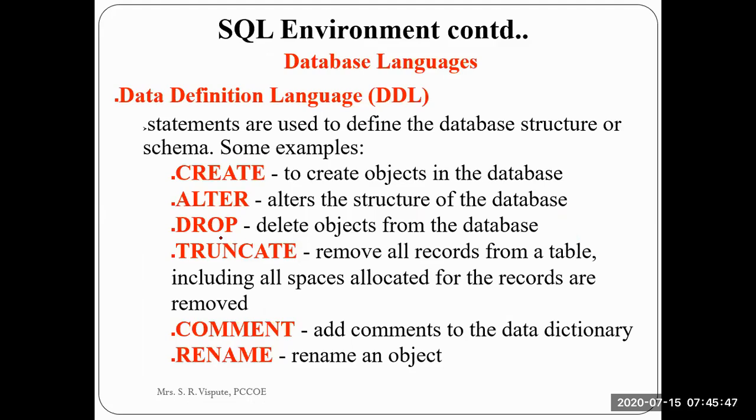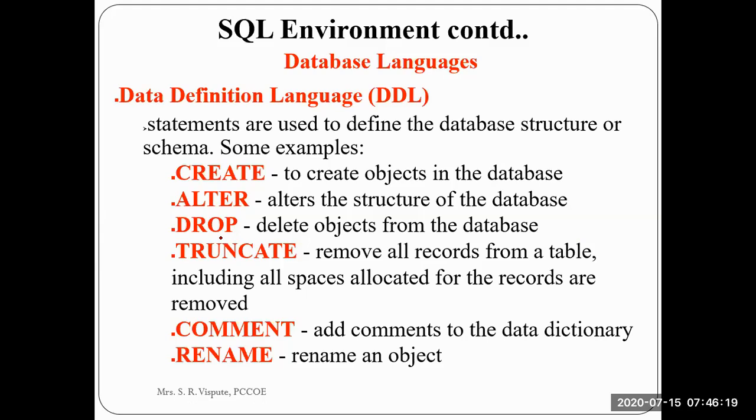The name of the table, then the different attribute names in the table, then the data type of the attributes and the size of the attributes. So all these things associated with the table, you can define using data definition language syntax. What are the different commands that exist under this category?